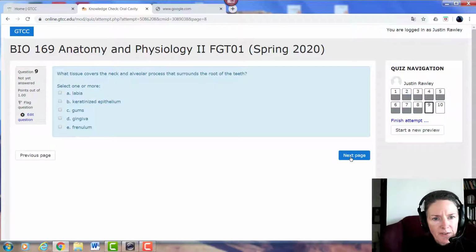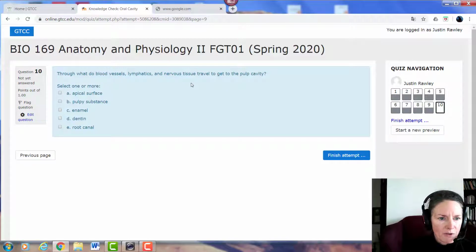What tissue covers the neck and the alveolar process that surrounds the root of the teeth? That would be the gingiva, which are gums. Finally, through what do blood vessels, lymphatics, and nervous tissue travel to get to the pulp cavity? That would be the root canal.